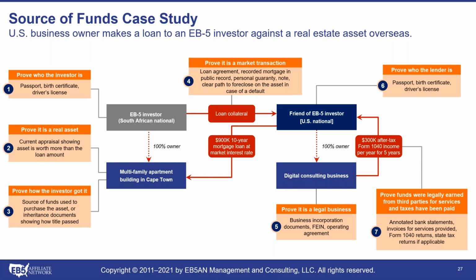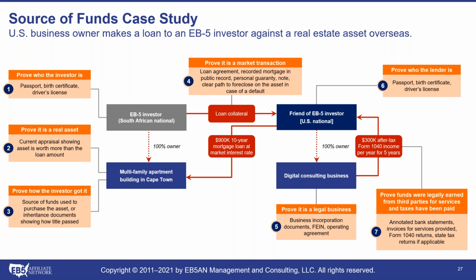There's a mortgage that's issued on the building, a $900,000 mortgage, and the mortgage gets recorded, and then the investor uses that $900,000 in mortgage loan funds for his EB-5 investment. Now, this is a little bit more complicated purposefully because in this case, the loan is from an individual.